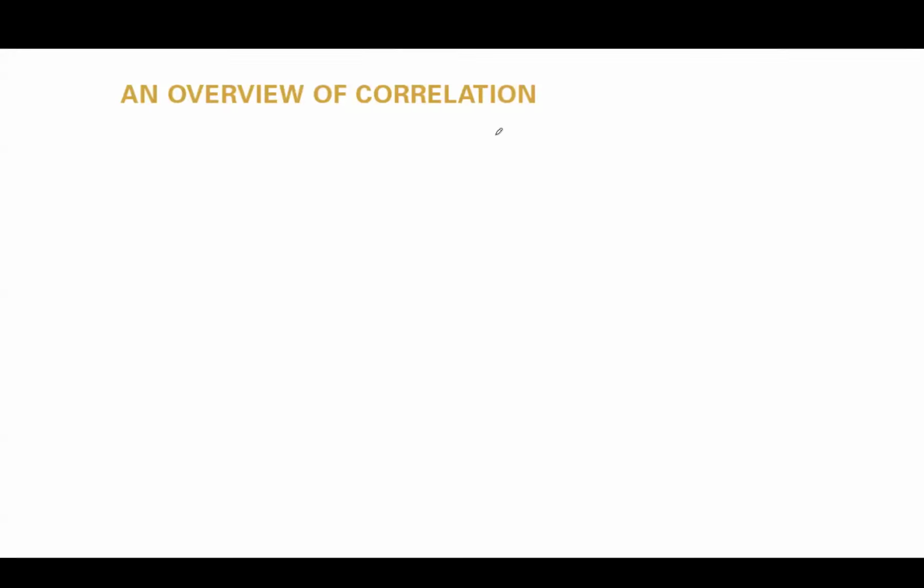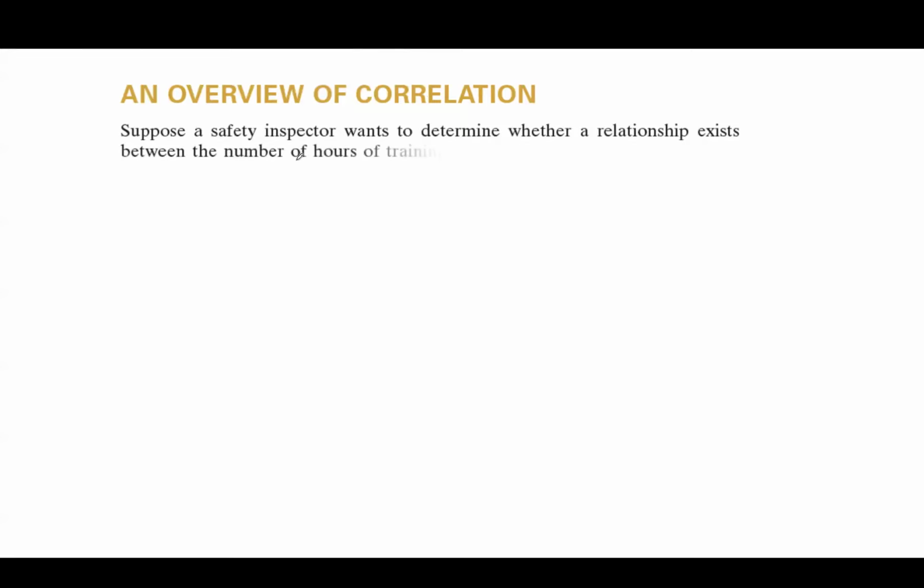Our goal is to review correlation from a statistical point of view, then we jump into Python. So what is correlation? Correlation is basically finding a relationship or association between variables. Suppose a safety inspector wants to determine if there is a relationship, an association between, for example, two variables. One of those variables can be the number of hours of training for an employee, and the other variable can be the number of accidents involving that employee.